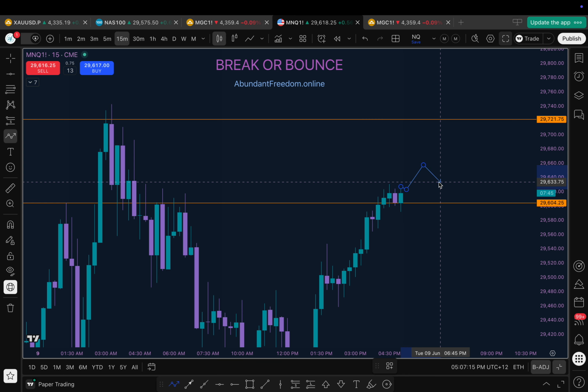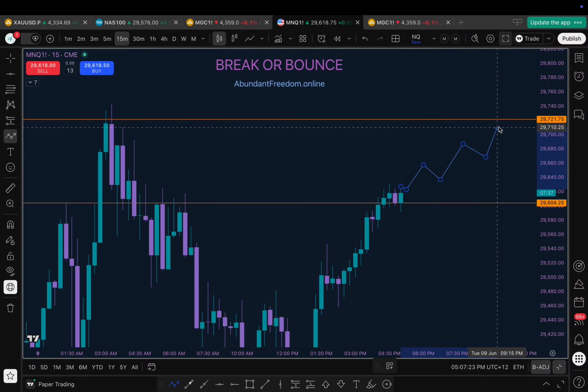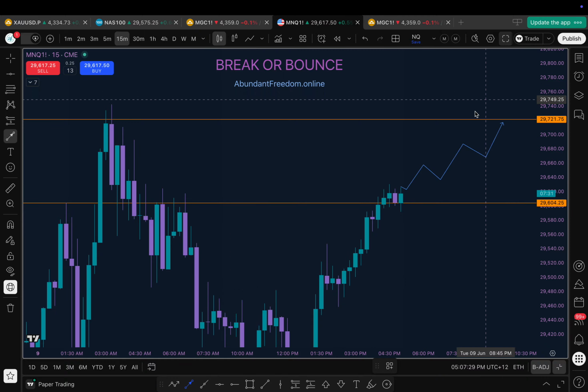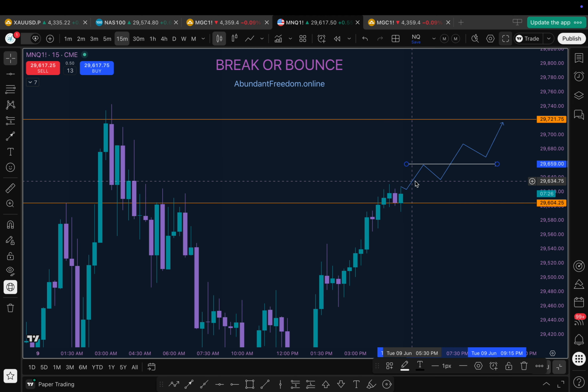But remember, price doesn't move in straight lines, it moves up in zigzags, so it might end up looking something like this, because price likes to retest the previous level that's broken. So if I go ahead and put some arrows here, you can see that price breaks through, lands on tops, and then continues up.